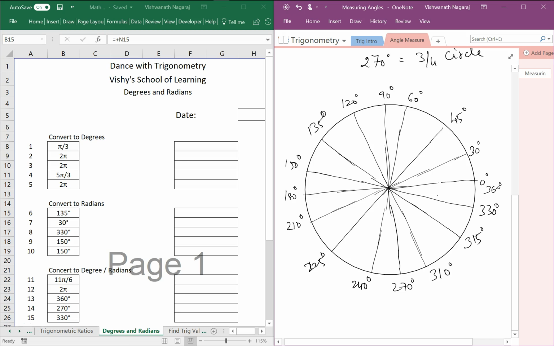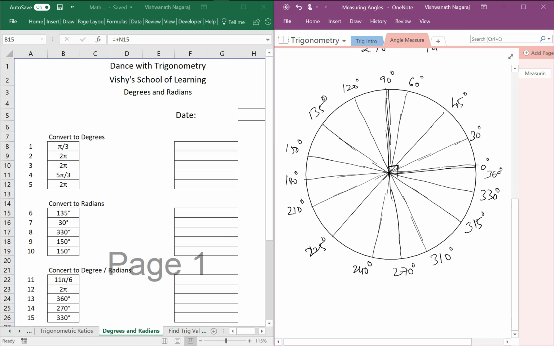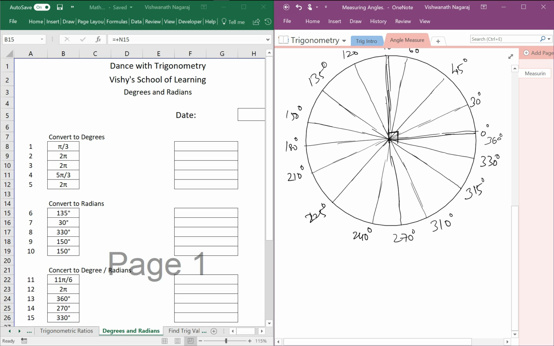Now let's see some additional things. Okay, now this is 90 degree. So the angles formed within this 90 degree are called acute angles. So let's focus only on acute angles first. So what the measurement goes is, the complete circle is 360 degree, and the entire circle is divided into 360 degrees.